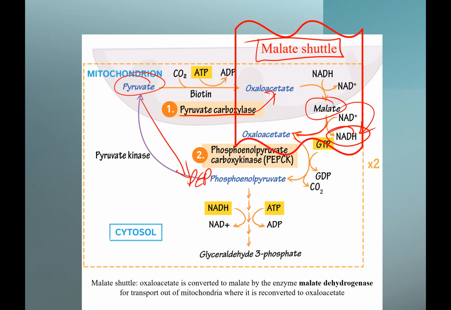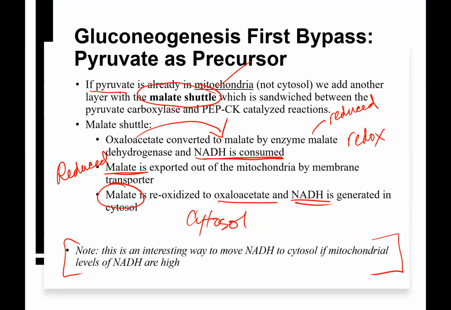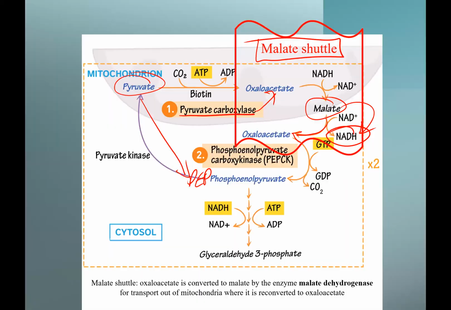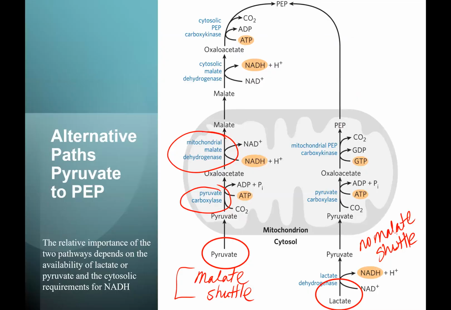Oxaloacetate, yes. In the other diagram that you showed us, where lactate is a precursor, the oxaloacetate can exit the mitochondria on its own. So here's the deal. If lactate is the precursor, it's going to be converted to pyruvate in the cytosol instead of being directly transferred into the mitochondria. So in this case, lactate is converted to pyruvate in the cytosol, right?